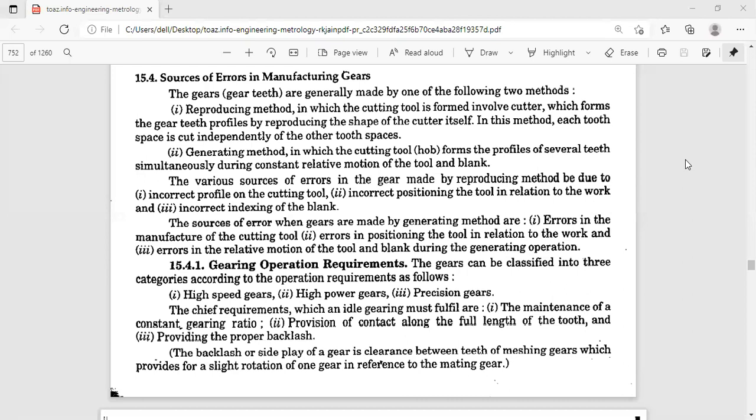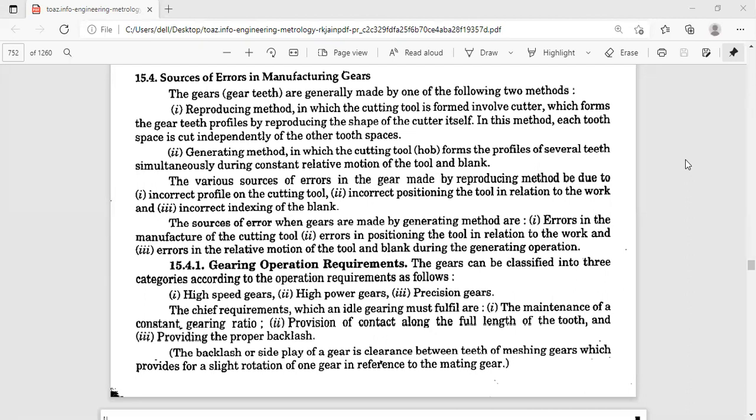Okay. So what is the reproducing method? Gears are generally made by the reproducing method or the generating method. In the reproducing method, you have the involute cutter as a tool, a formed involute cutter, just like a gear cutter. Generally people say gear cutter as a tool, but you should be specific, because it is an involute cutter. It is used to cut the gear tooth. So the involute cutter will be cutting the gear tooth.